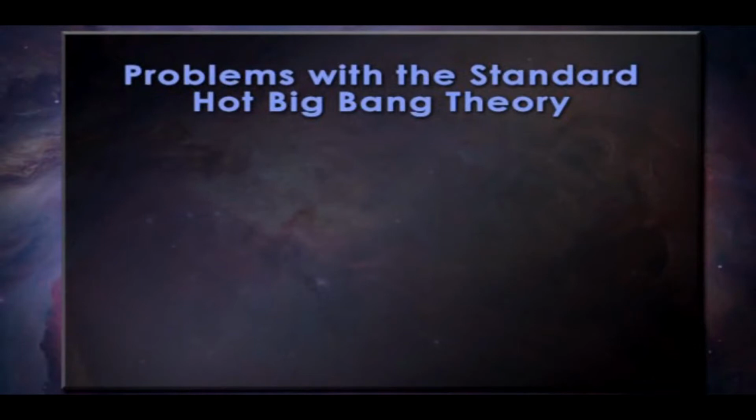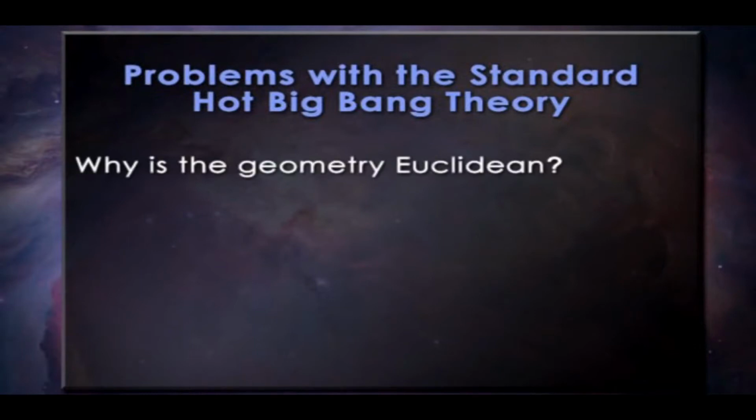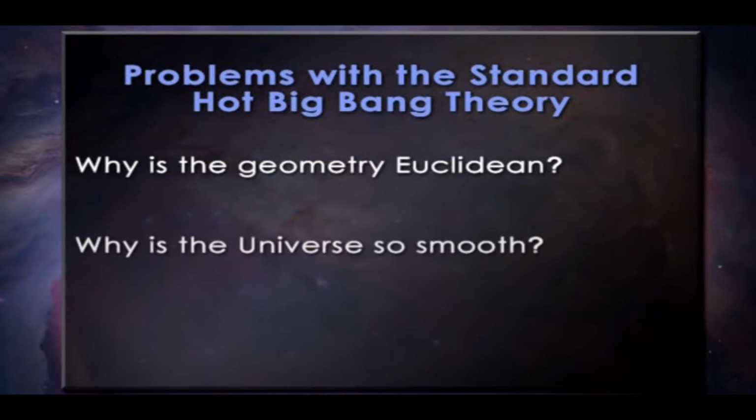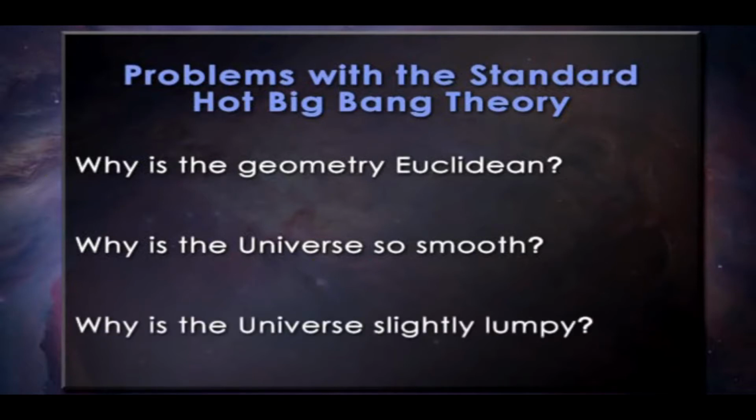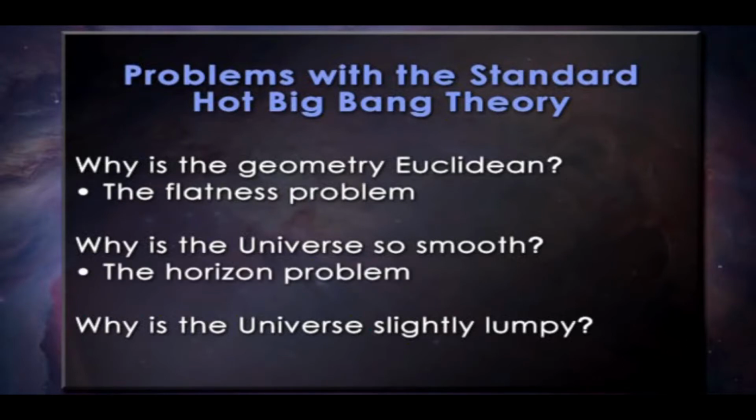For example, it can't explain why the geometry of the universe is Euclidean or flat. It can't explain why the universe is so smooth on large scales. And it can't explain why the universe has some lumpiness on smaller scales. Now, cosmologists refer to these three problems as the flatness problem, the horizon problem, and the structure problem.